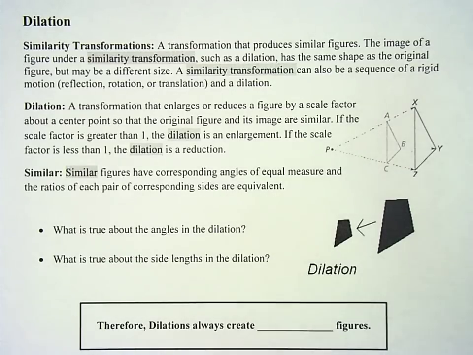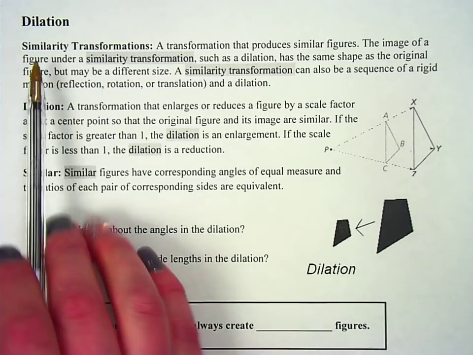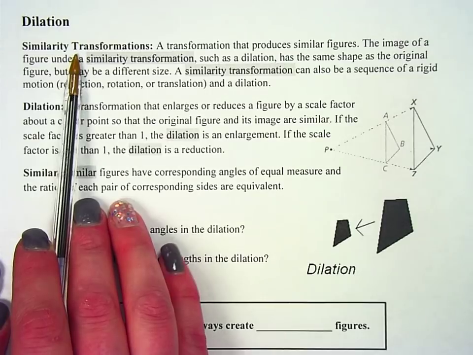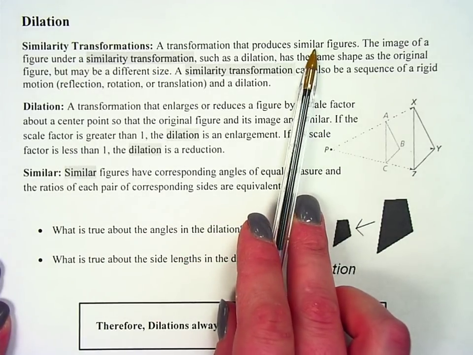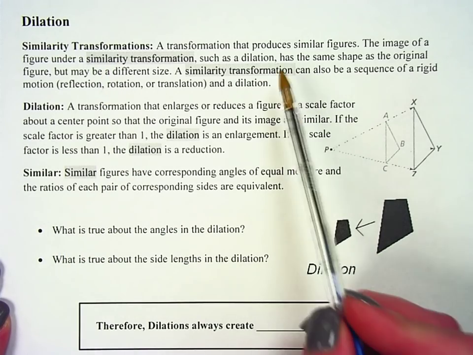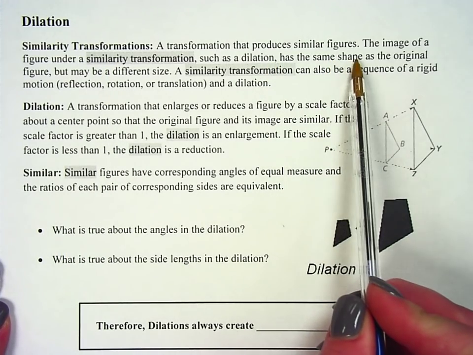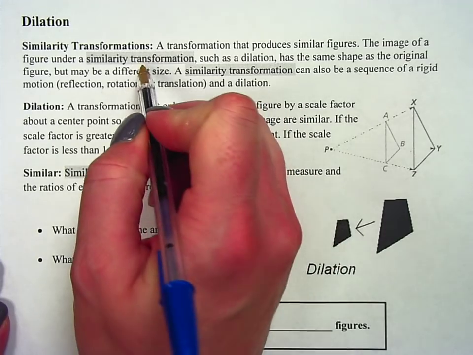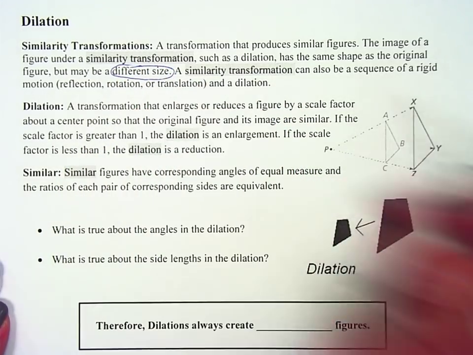This is the notes for dilation. Hopefully the pictures look familiar to you because we're going to use the idea of scale factor. Okay. So in my definition, it says the similarity transformations produce similar figures. The image of a figure under a similarity transformation, such as a dilation, has the same shape as the original, but may be different in size.